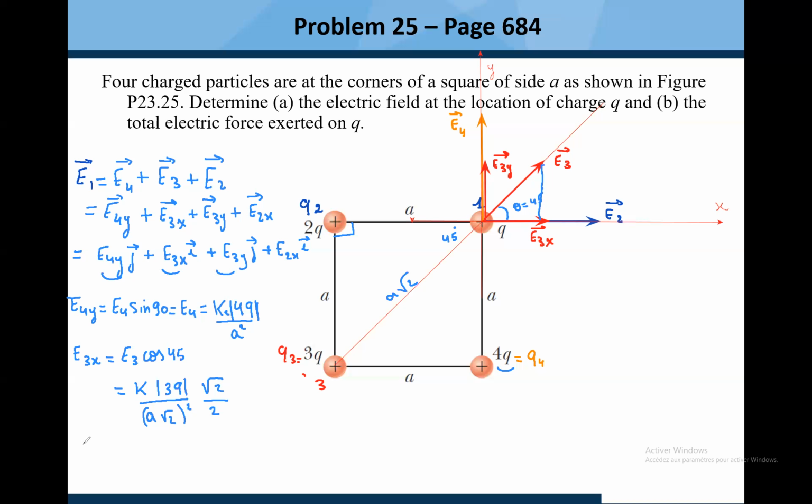Now E3y. E3y equals E3. It's the opposite side of the angle. You have to calculate E3y by the sine of the angle, equal E3 sine 45.